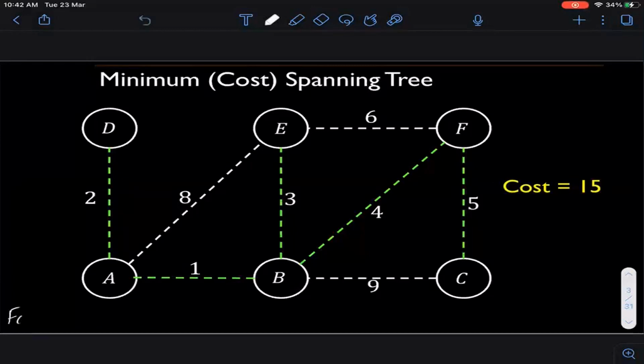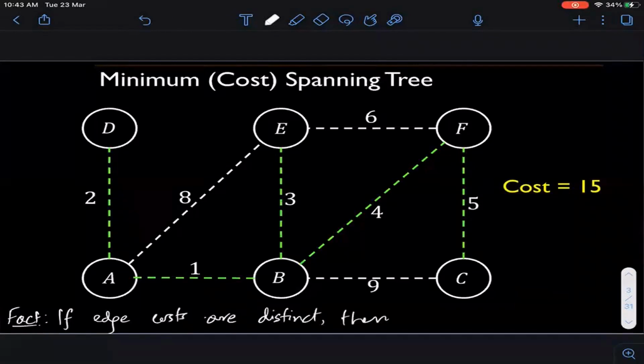So, fact. I'm not proving this. You can try to prove this in the privacy of your home. The fact is, if edge costs are distinct, then anybody knows what I want to write here? Yeah, then it's a unique MST, right? So then the MST is unique.